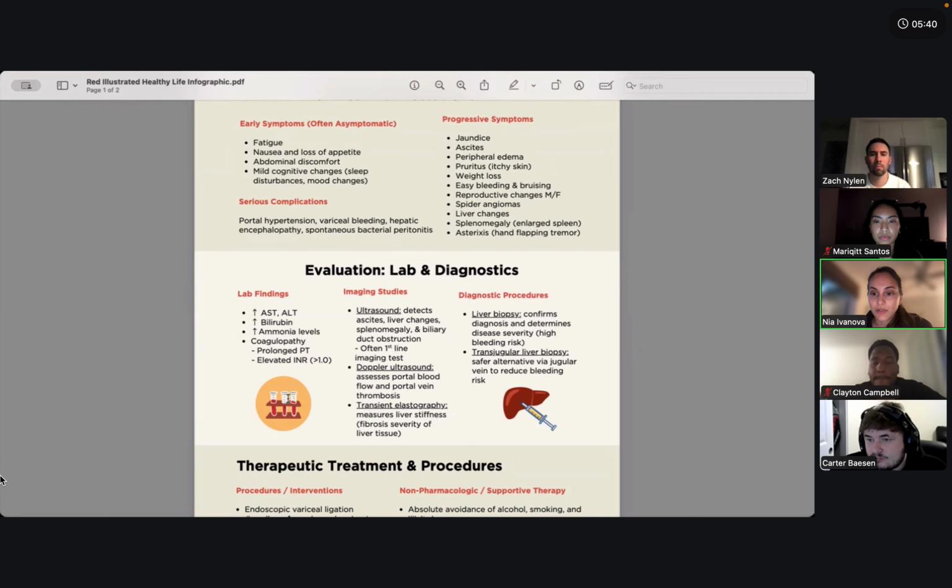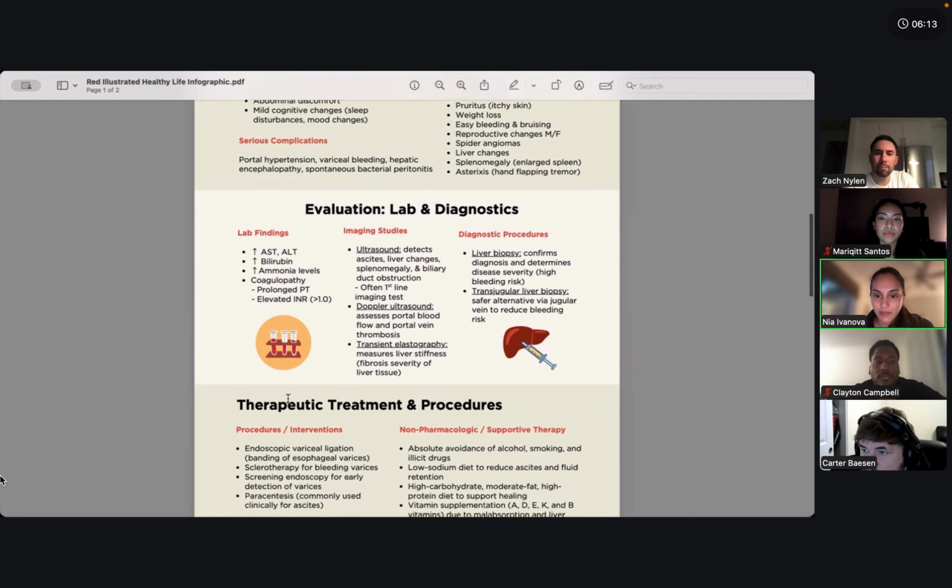There's the Doppler ultrasound, which assesses portal blood flow and portal vein thrombosis, and transient elastography, which measures liver stiffness or fibrosis severity of liver tissue. You can also do a liver biopsy, which confirms diagnosis and determines disease severity, but there is a high bleeding risk. So the transjugular liver biopsy is a safer alternative via the jugular vein to reduce bleeding risk.